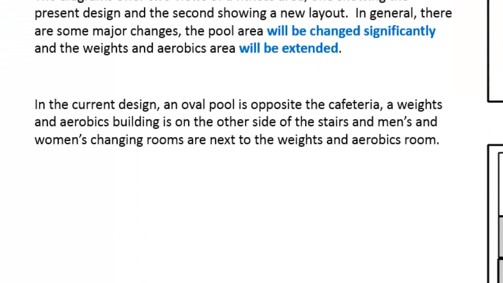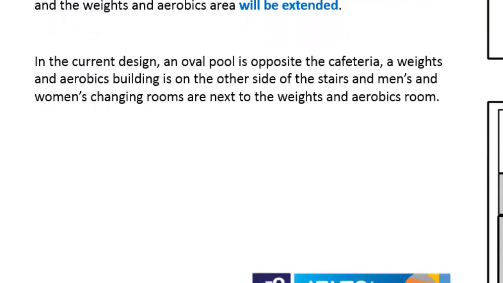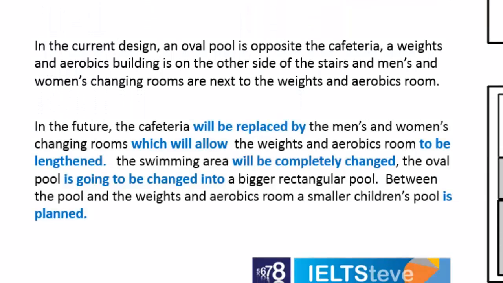In the middle paragraph, there's nothing because they're talking about the current or present design. So there's nothing about the future. But in the third paragraph, it's being used again. So we see "will be replaced by." So this is the passive form. So it's future passive, the same as the introduction grammar.